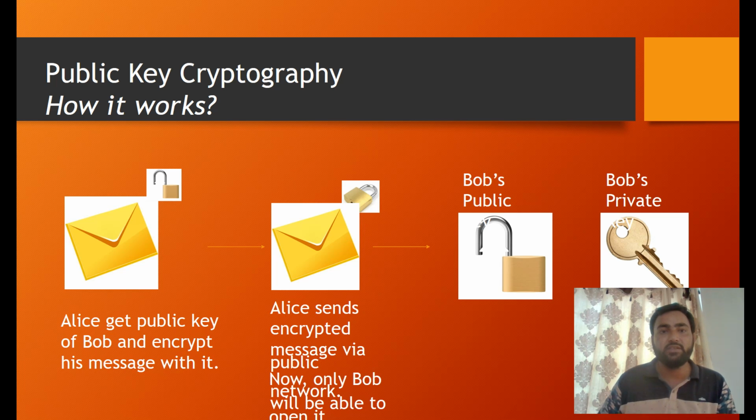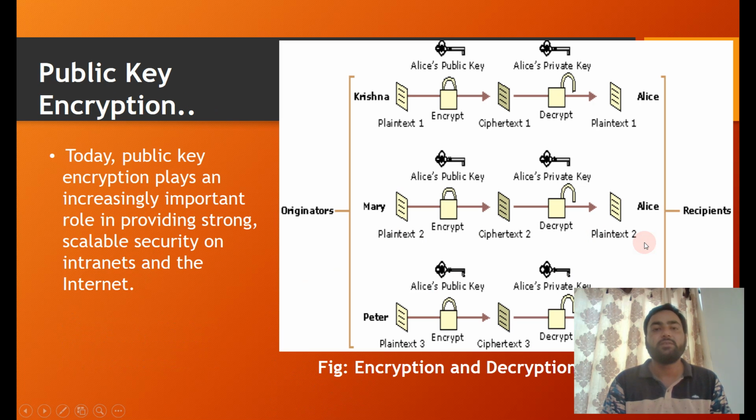This whole scenario is shown. Alice gets the public key of Bob and encrypts her message. Then Alice sends the encrypted message over the web. Bob's public key is available over the web, as you know. Then Bob's private key is used, and the actual message is obtained by Bob. This is the complete scenario that is shown.